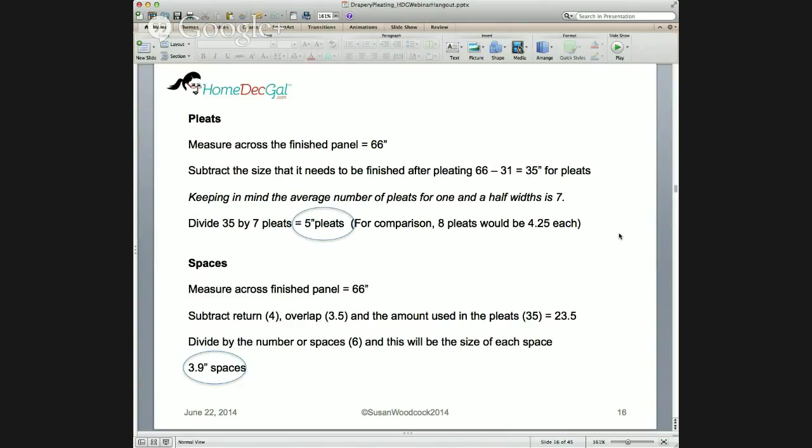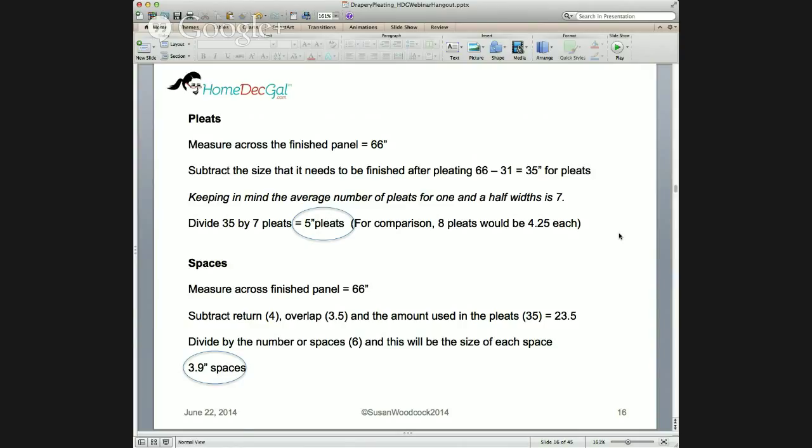So now let's figure the pleats and spaces for each 1.5 width panel for this 50-inch rod. Measure across the finished panel. It ended up 66 inches. Subtract the size that it needs to be finished after pleating from the last slide. That was 31. That leaves 35 inches for the pleats. Keep in mind the average number of pleats for a width and a half is 7. So divide 35 by 7 for 5-inch pleats. I like it. For comparison, if you wanted to move up to 8 pleats, they would be 4.25-inch pleats.